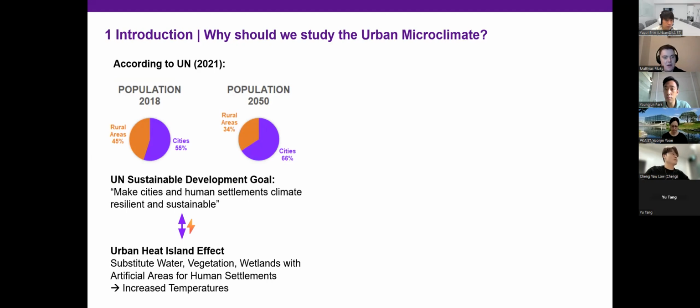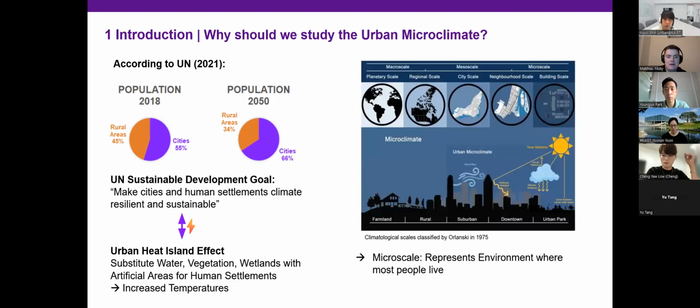Working against that is the urban heat island effect, which gets worse the more climate change is going on. That normally happens when you replace natural resources with built-up infrastructure, which normally leads to increased temperatures. In climatology, you normally focus your research on one of the single scales here: macro scale, mesoscale, or microscale. In our current research, we are focusing on the microscale because that is where most human activities take place. Improvements on this scale impact a lot of people.